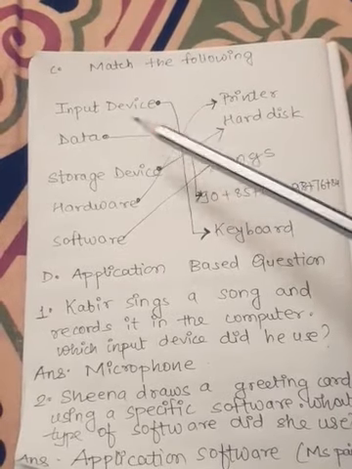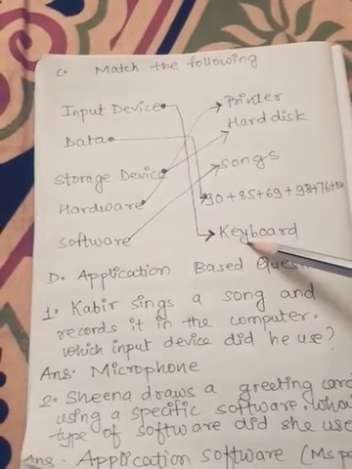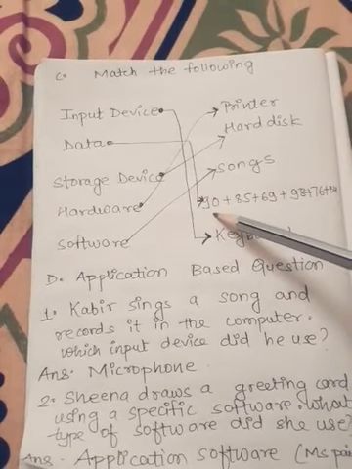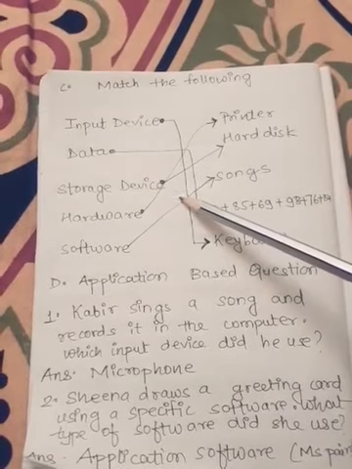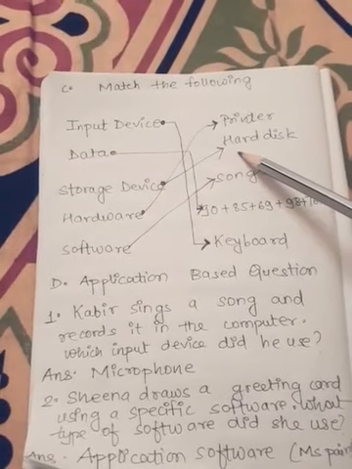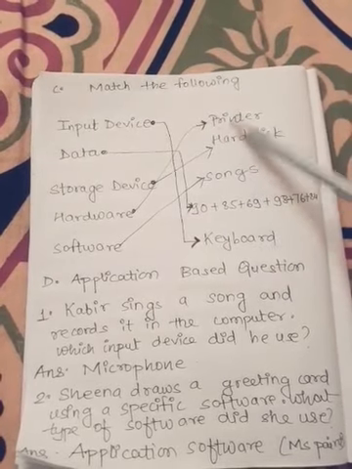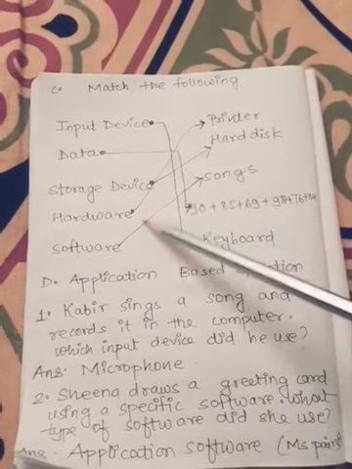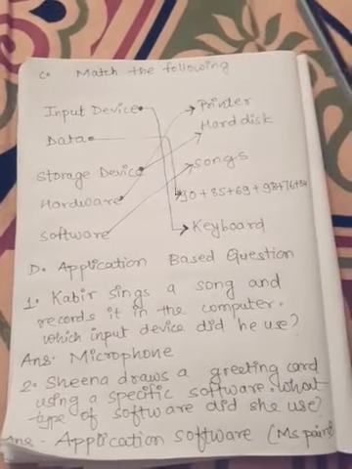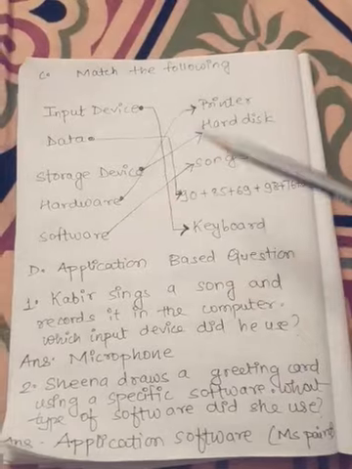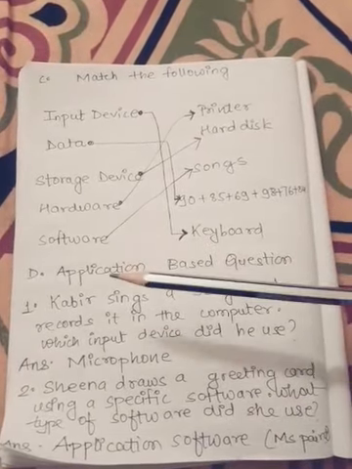So, students, here is the input device. What is the input device? It is the keyboard. Data could be in the form of numbers and letters, so here the number. Storage device is the hard disk of a computer. Hardware is the printer because we can see and touch it. Software are the songs stored on a CD, which we can't see or touch. We need a special device to watch or listen to those songs.